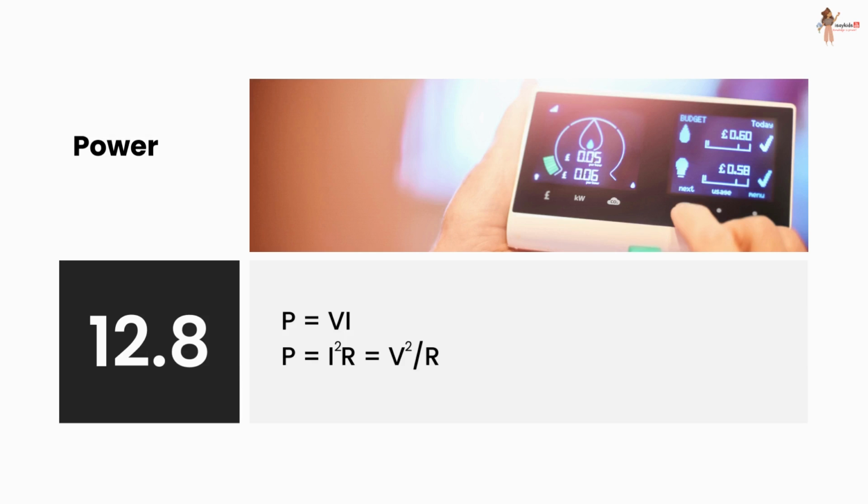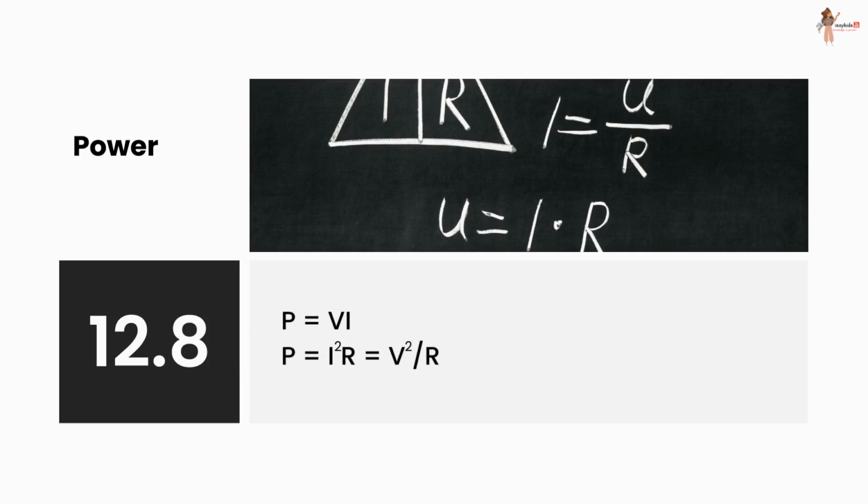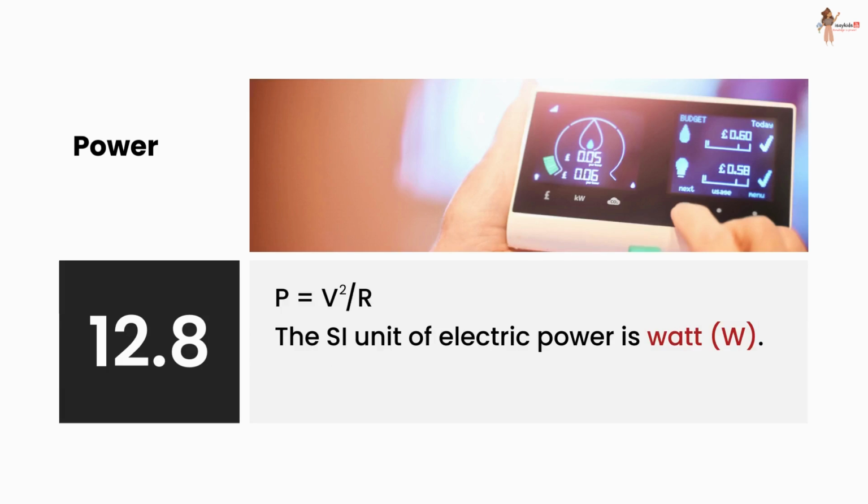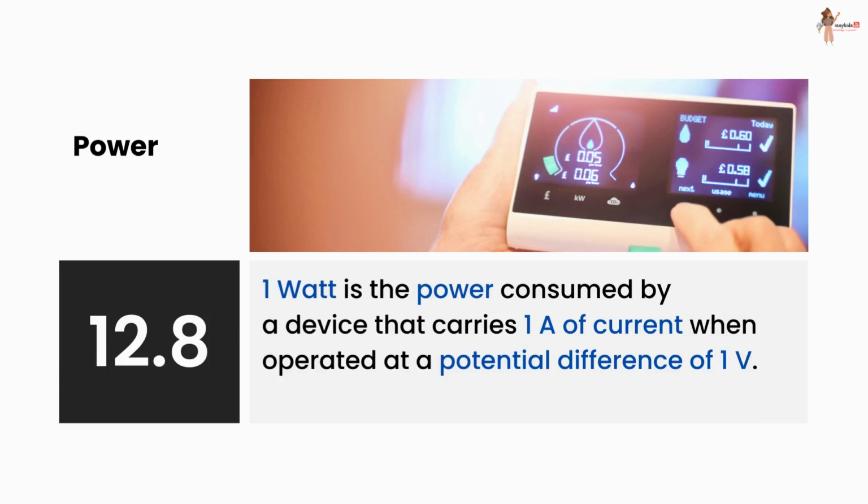The power P is given by P equal to VI, which means P equal to I square R or V square by R. The SI unit of electric power is watt. It is the power consumed by a device that carries 1 ampere of current when operated at a potential difference of 1 volt. Thus, 1 watt equal to 1 volt into 1 ampere equal to 1 VA.